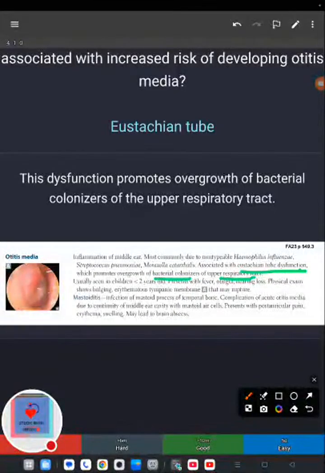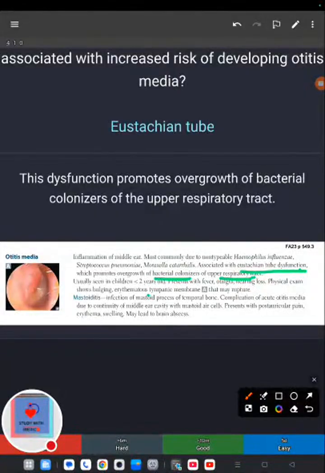Because of eustachian tube dysfunction, there is promotion of the bacterial colonizers. Seen in children less than 2 years old. Presents with fever, pain, hearing loss. Exam shows a bulging, erythematous tympanic membrane that may rupture. Mastoiditis occurs because of the continuity of the middle ear with the mastoid cells.